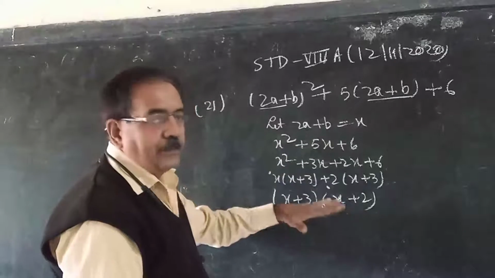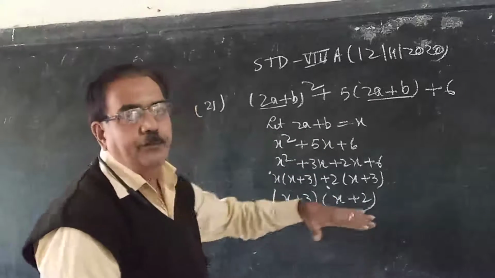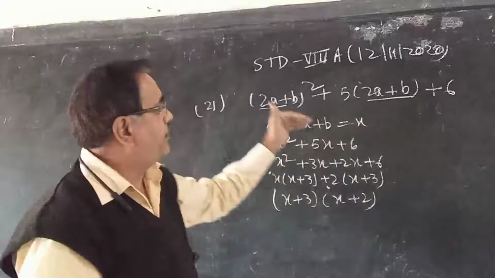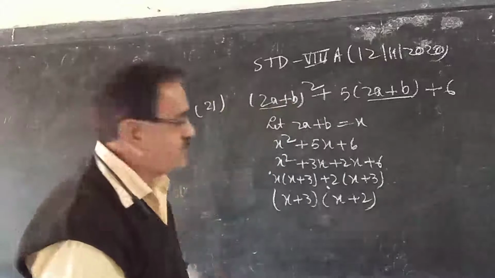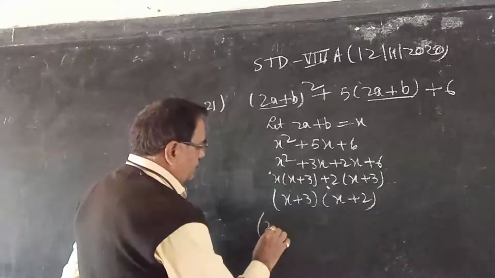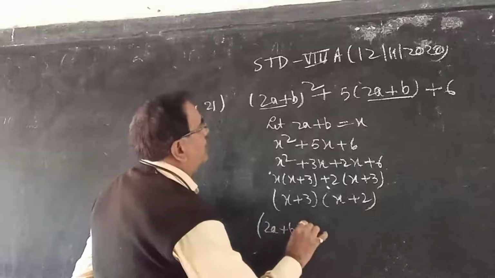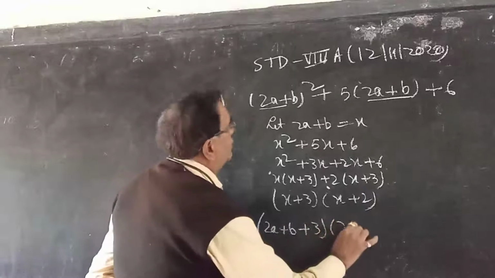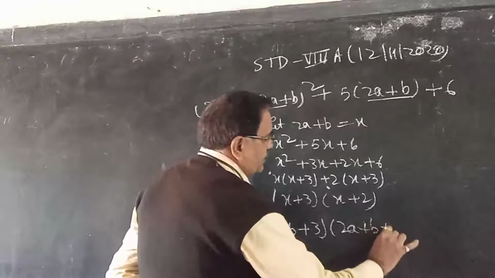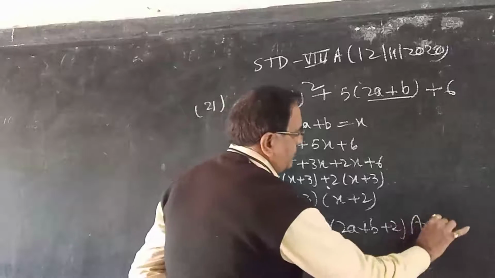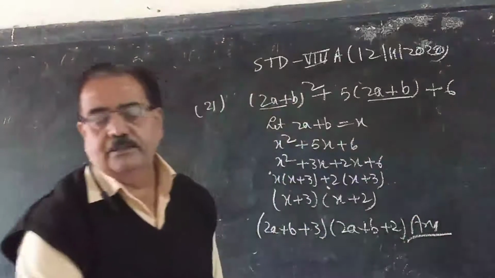After finally splitting the middle term, at last you have to put the value of x. What we have supposed? We have supposed x is 2a + b. So (2a + b + 3) and (2a + b + 2). And this is our answer. Right?